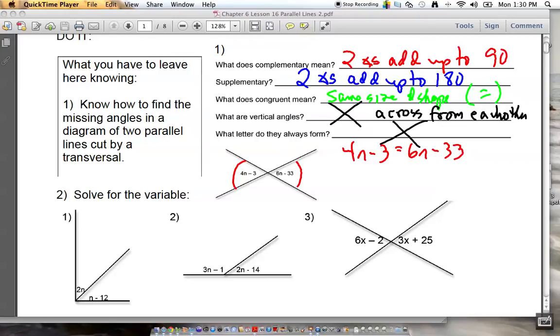You're going to get a lot of questions in this chapter where you have to write equations based on what you see in the diagram. What is it? 18? All right. Actually, I don't think that's right. Yeah, I'm pretty sure that's wrong.